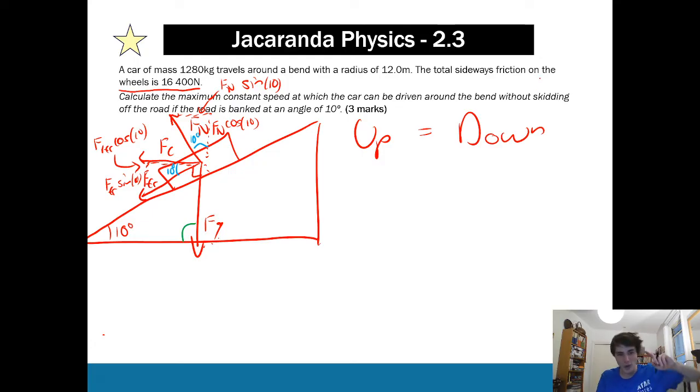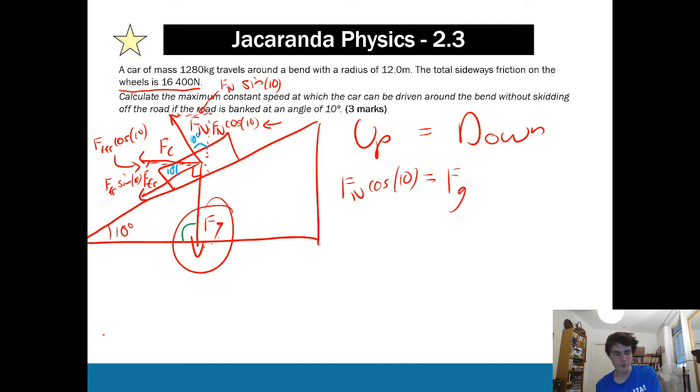Now we only have one force that is pointing directly up, and that is this normal force component here, our Fn times cos of 10. As far as forces pointing straight down, the obvious one is our gravitational force. And we've got one other component of force which is pointing down, which is this component of the frictional force. Our Fr sine 10 is the component that is pointing straight down. So we've got the gravitational force plus the frictional force times sine of 10.